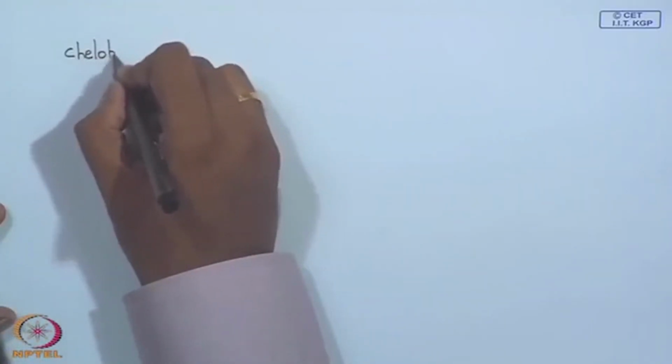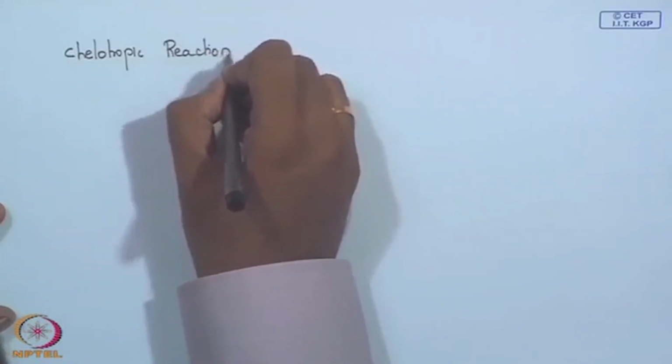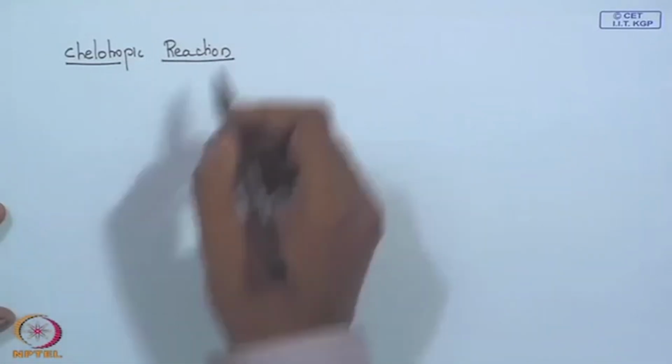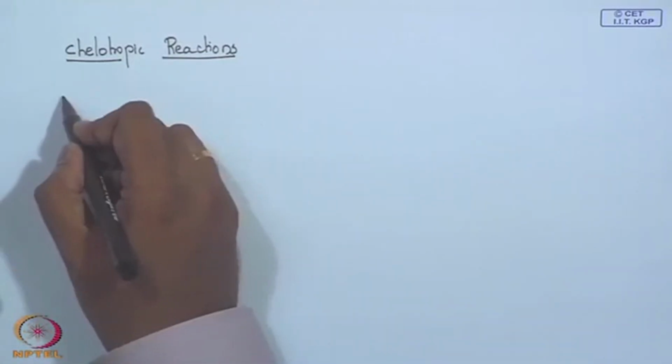Okay. So what we are going to do in this class is that there is another important class of pericyclic reaction which we have to study, that is your cheletropic reactions. So in today's class we will try to focus on cheletropic reactions. So what is a cheletropic reaction?